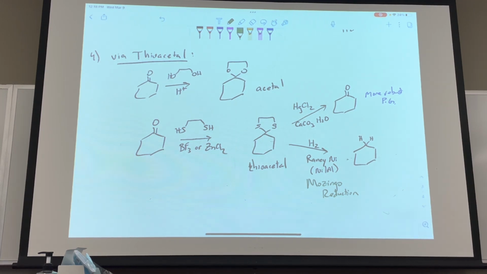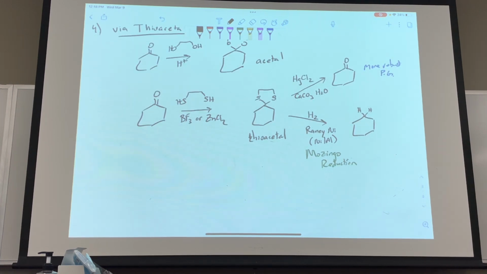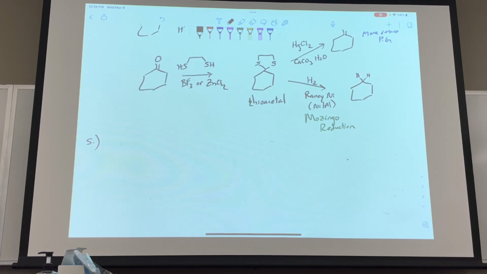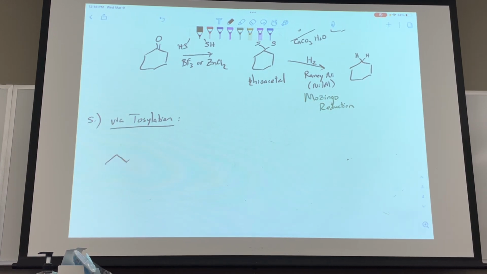Okay, I'm gonna give you one last way of doing this, and it's kind of roundabout. So I would, under most cases, probably choose one of the other 3. And this is through tosylation. So if you have an aldehyde or a ketone, one of the things you could do is think about reducing with LAH. So as we talked about, that's going to make the alcohol. You could then put a tosylate group on.